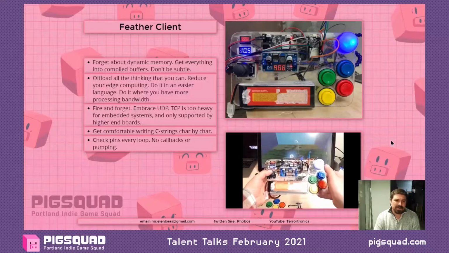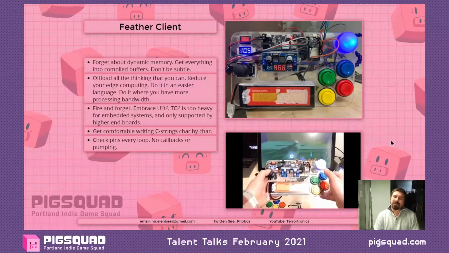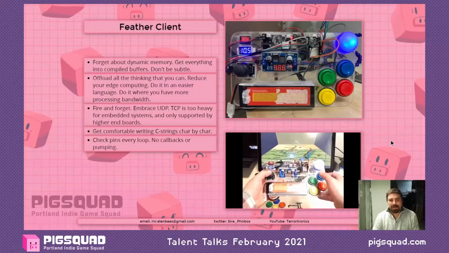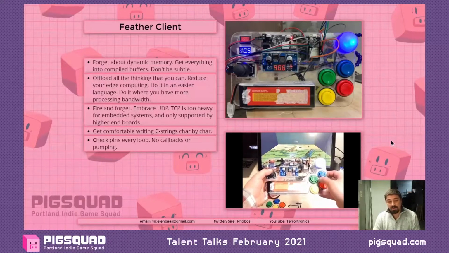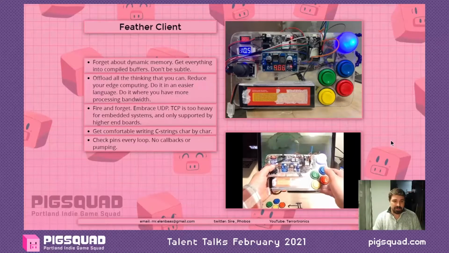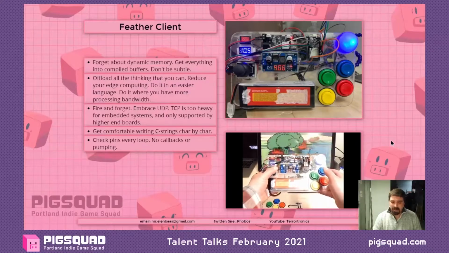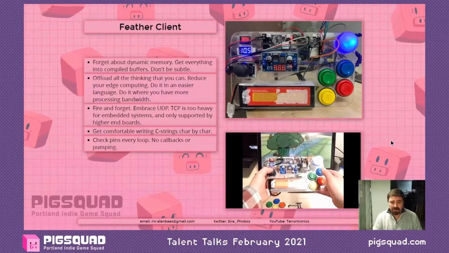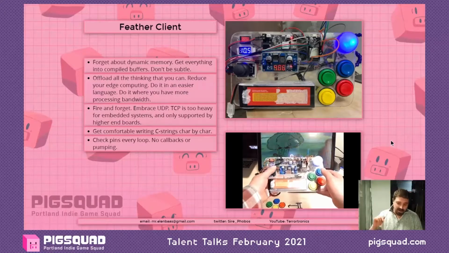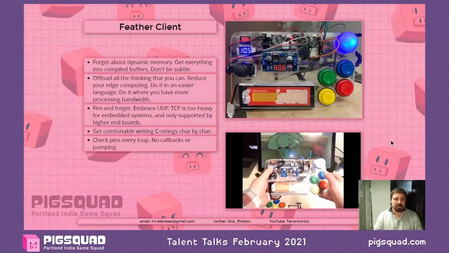Drop your dynamic memory. Just don't even do it. Just make a buffer, rewrite the buffer. Don't be subtle about it. Don't use dynamic memory. The companies that make microcontrollers are already doing all that stuff, so you're going to get in their way. Offload all the thinking you can. Microcontrollers can certainly do plenty of thinking, but just get it out of there. Use it to read input and send output, and be done.